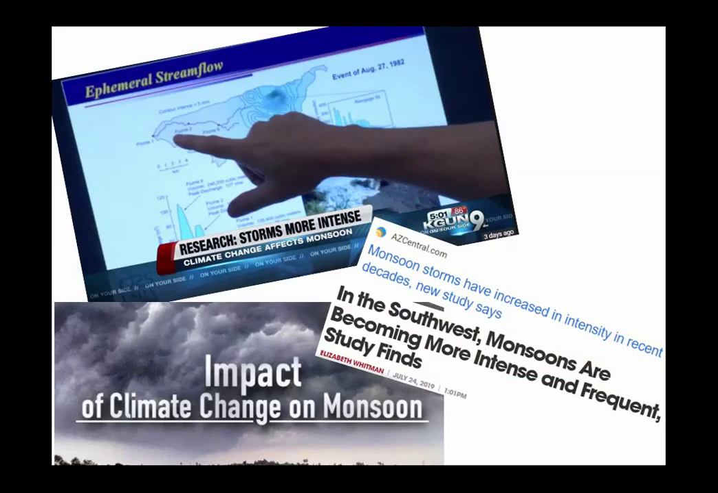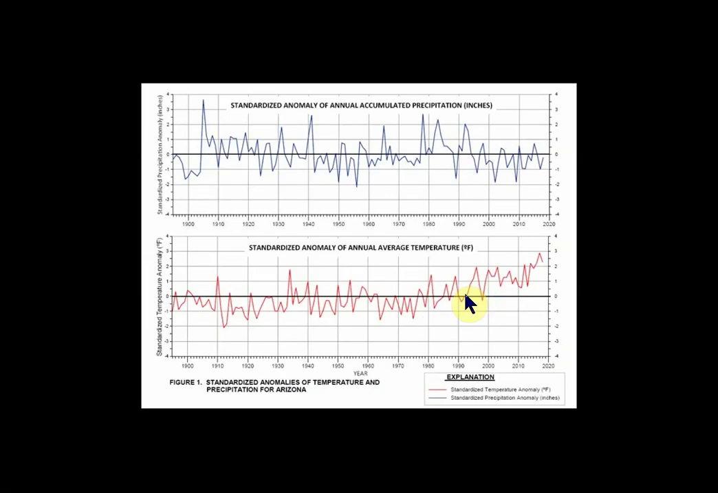A recent study in southeastern Arizona used a dense network of rain gauges to monitor the local convective variability of the monsoon thunderstorms. Their results did confirm the monsoon storms were intensifying, and it made headlines this summer. One glance at the standardized anomaly of temperature for Arizona shows why Arizonans are so concerned about climate change and how it will affect them, as temperature anomalies have been increasing significantly over the past 3 decades.